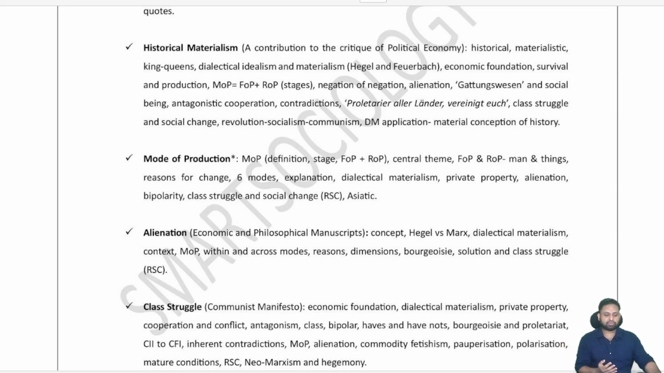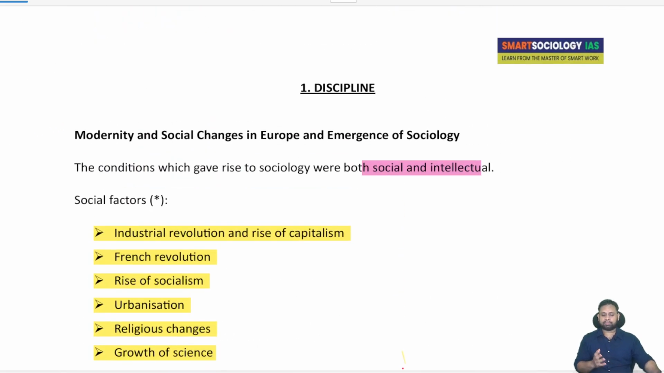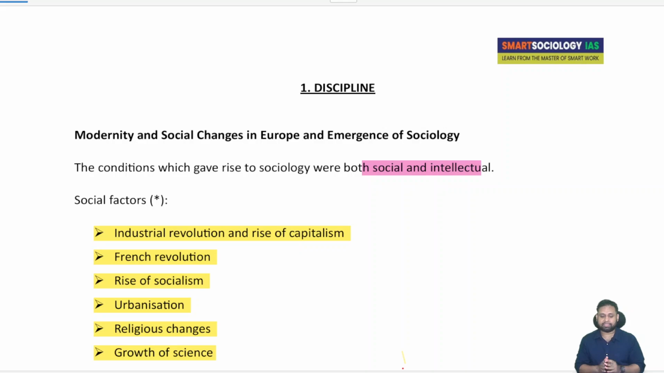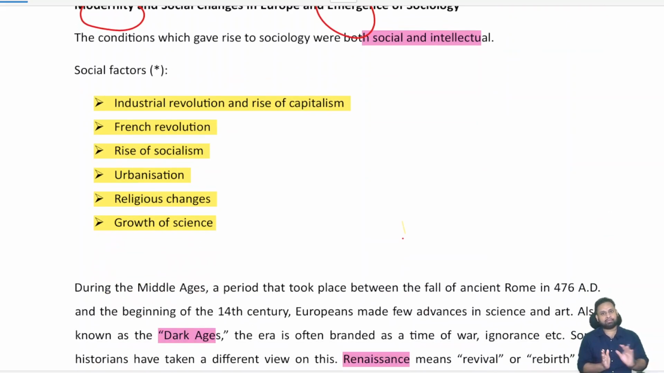Now let us get into the first topic, that is modernity. The first unit regarding this discipline is emergence: modernity and its emergence in Europe. Let us come to know in 5 minutes what modernity is. Modernity means becoming modern. Then what is modern? In a simple sense, Europe becoming modern.